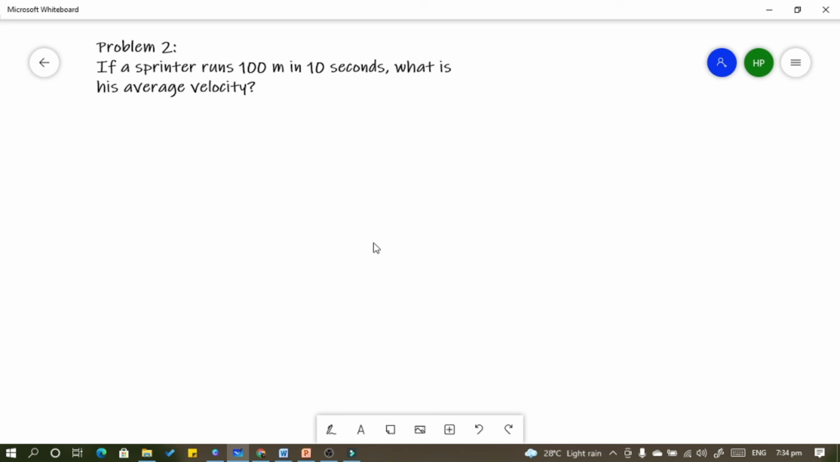Let's have problem number 2. If a sprinter runs 100 meters in 10 seconds, what is his average velocity? So our formula is velocity is equal to displacement over time. What is the displacement? 100 meters divided by time. It's 10 seconds. 100 meters divided by 10 seconds is equal to 10 meters per second. So the sprinter's average velocity is 10 meters per second.